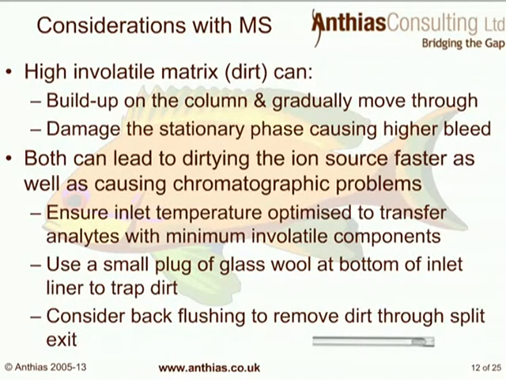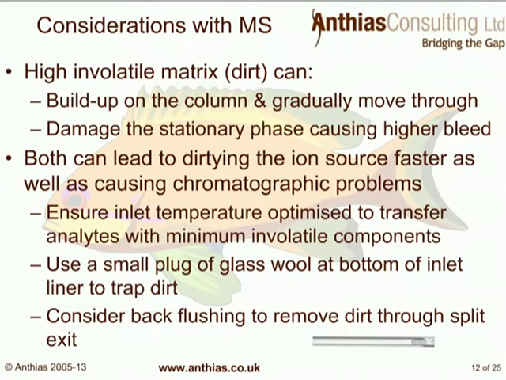So, considerations with a mass spectrometer when we're transferring our analytes onto the column. First of all, the level of high involatile materials contained within the sample. If we inject our sample directly onto the column, then that dirt will all go onto the column. Even if we do a vaporizing injection, depending on the temperature of the inlet, we will still get transfer of the involatile material onto the column. It builds up on the column and gradually moves through. This can damage the stationary phase and cause a higher column bleed. Both of these can lead to dirtying the ion source faster as well as causing chromatographic problems.